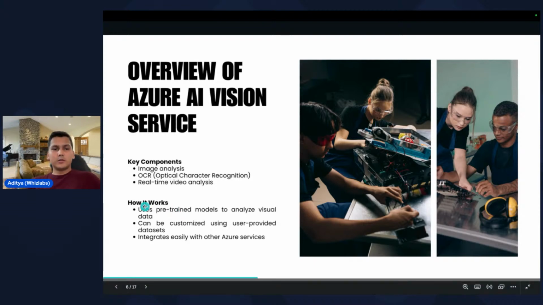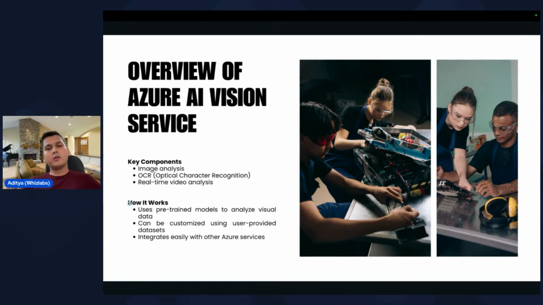How it works: you can use a pre-trained model to analyze visual data, and you can also customize it through custom vision. You can give your own data set, train your model, and after training, you can give any kind of object, or implement it in your SDK if you want a custom-trained model. You can easily integrate with other Azure services, which I have already covered.